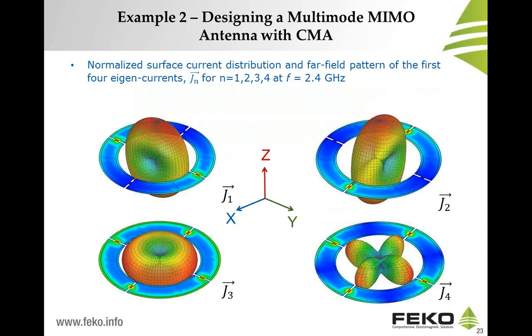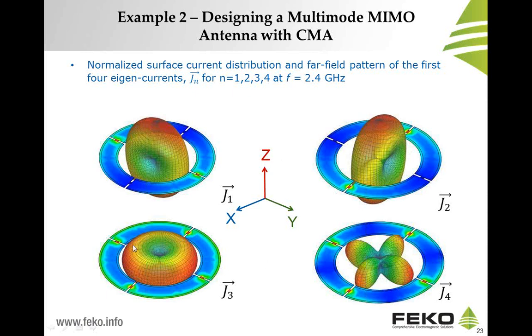Now, applying CMA to this problem entails firstly calculating, shown here, the first four eigencurrents or also characteristic fields. I only show the first four here because these are the dominating radiating components at around our design frequency, which is about 2.4 gigahertz. We can also see that because this is a symmetric structure, some of our modes will be rotationally symmetric, such as mode J1 and mode J2 over here.